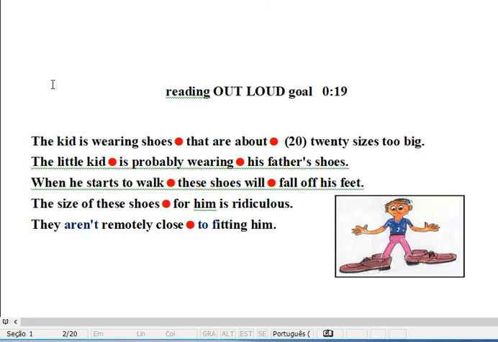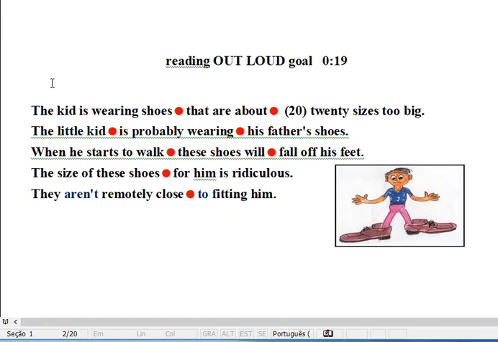Reading out loud goal. Here we go. The kid is wearing shoes that are about 20 sizes too big. The little kid is probably wearing his father's shoes. When he starts to walk, these shoes will fall off his feet. The size of these shoes for him is ridiculous. They aren't remotely close to fitting him.